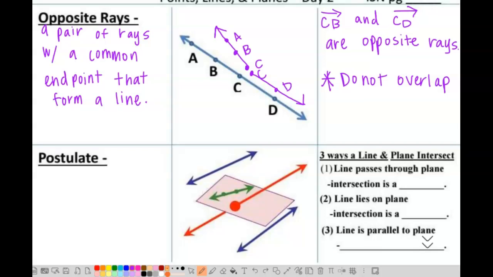All right. Everybody comfortable with opposite rays? Yes. Naming rays? You did it on your warm-up. Are you comfortable with that? Okay, you need to come to math time.